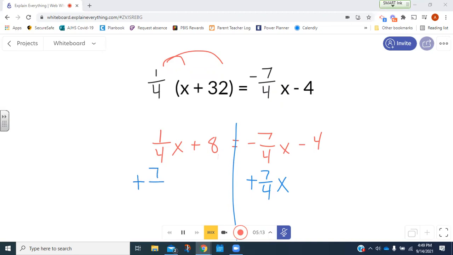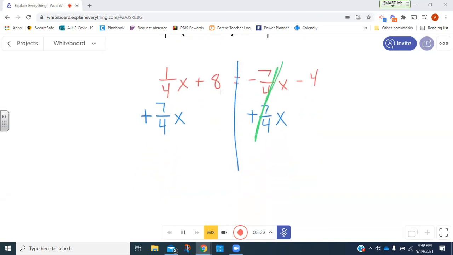So plus 7/4 x. Right, well, the good thing of what happens on the right is that this now goes to 0. So on the right side, we're only left with -4. But on the left side, we have 1/4 plus 7/4, which is 8/4. And again, because both of those numbers are divisible by 4, we're just going to rewrite that as 2. So 2x plus 8 is on our left side, and -4 is on our right side.